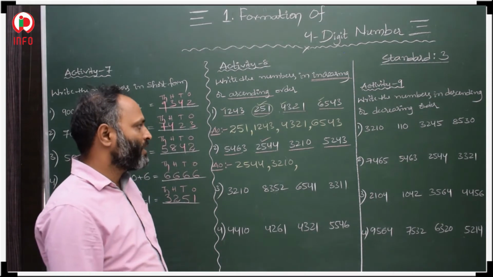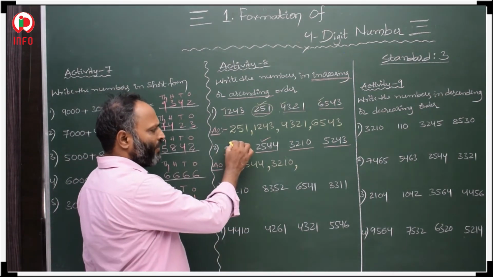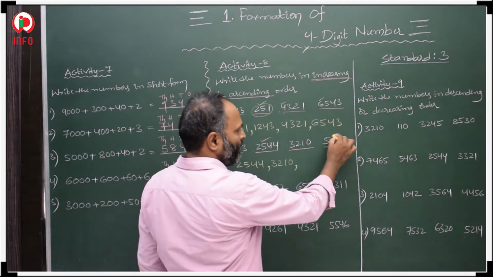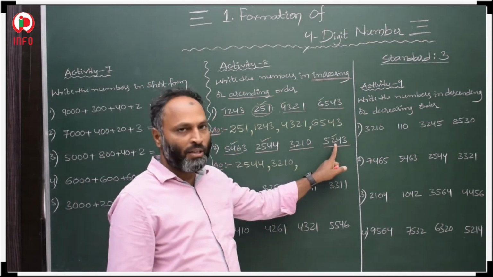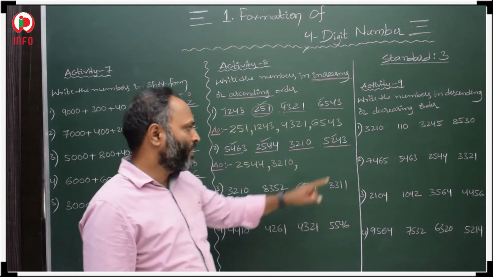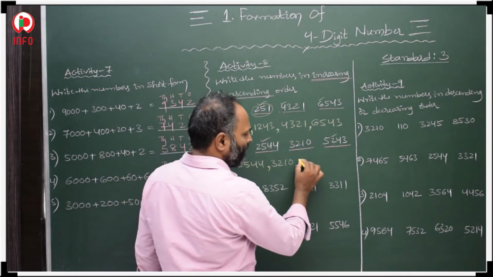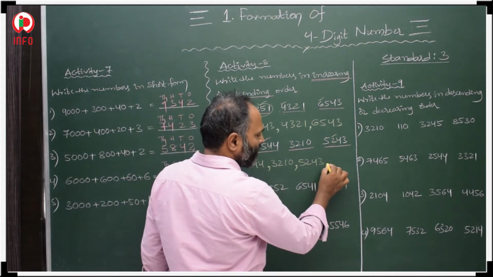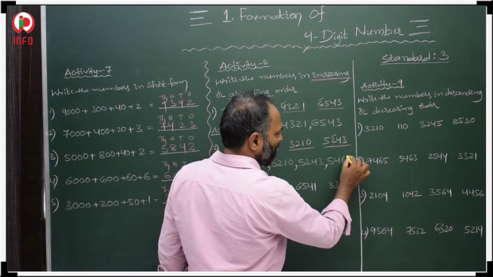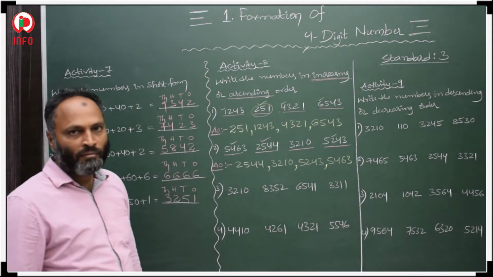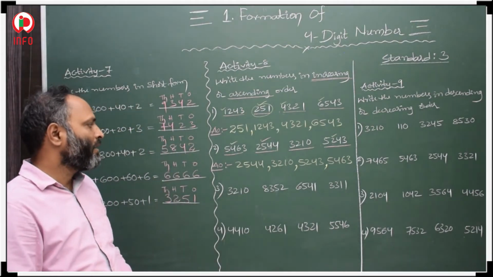So to check which one is smaller again, we have to go for hundreds place. 400 and 200. 5400, 5200. 2 is smaller. So we have to take this one first. 5243. Then at last 5463. This is the ascending order.